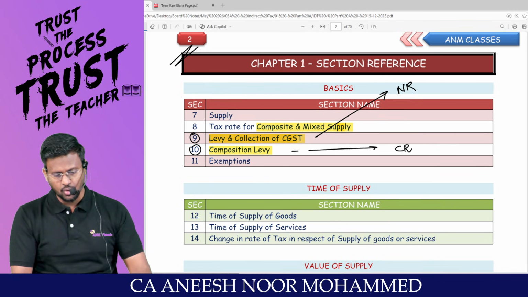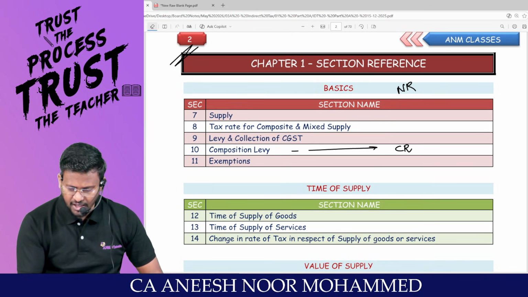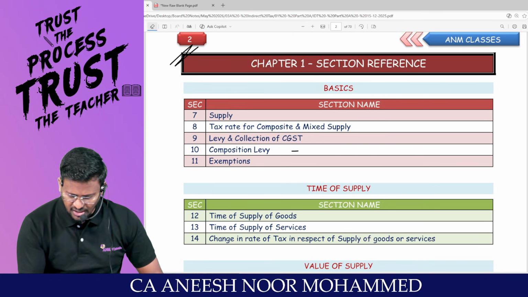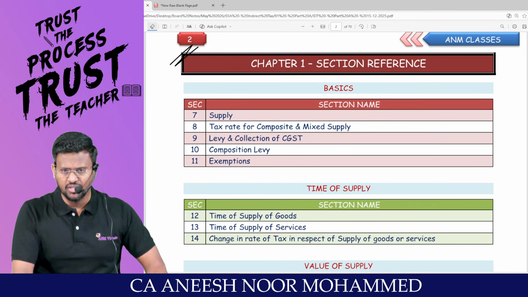Composition levy. So what is Section 7? Supply. What is Section 8? Tax rate for composite and mixed supply. What is Section 9? Levy and collection of CGST. What is Section 10? Composition levy.